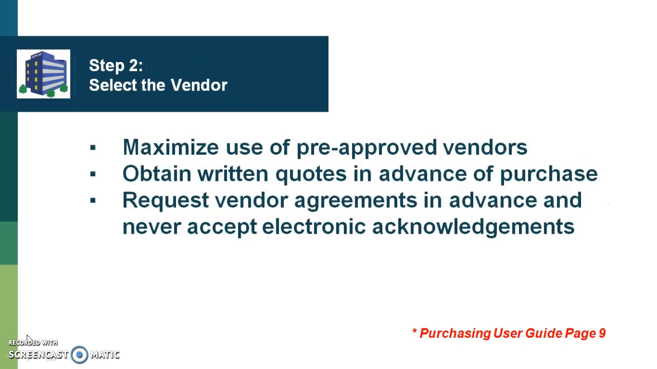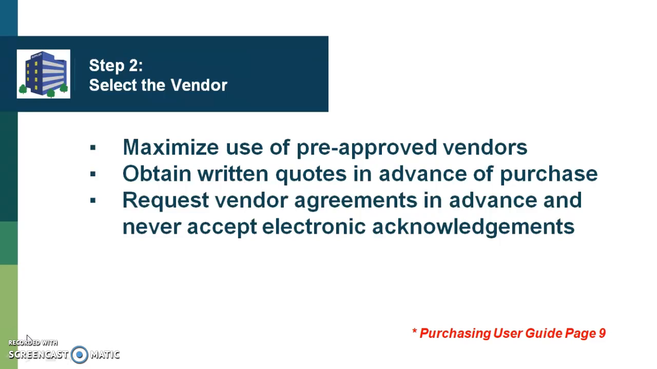So, step 2, select your vendor. We do ask that you maximize the use of pre-approved vendors. If you don't know who those are, and we do have some on the FRCC intranet, you'll see them for things like copying services or office supplies. Give Brian a call. He'll help you.